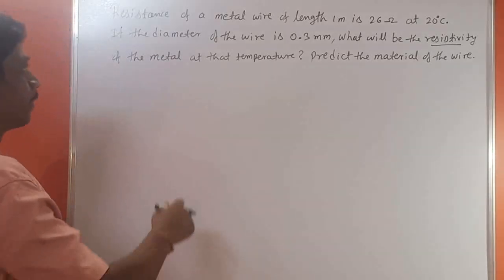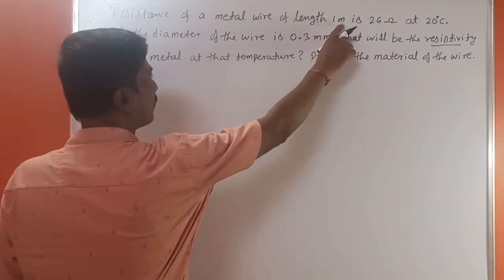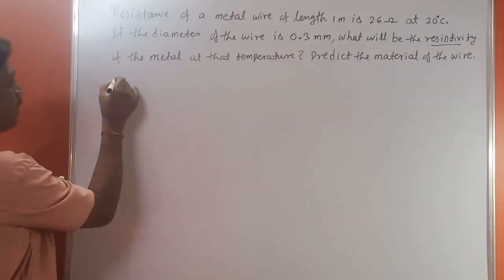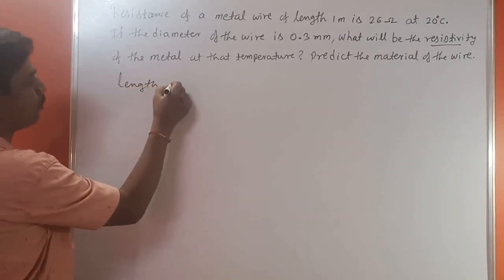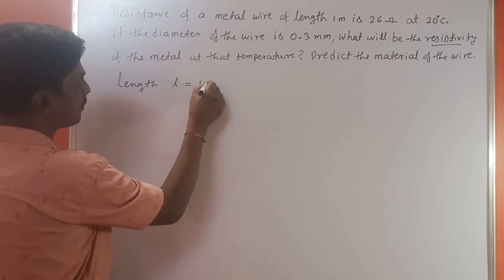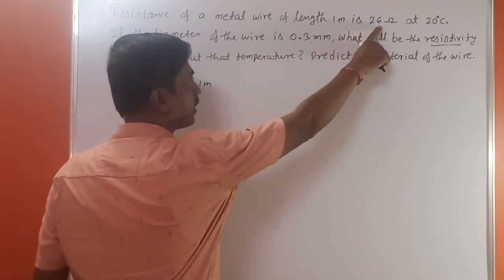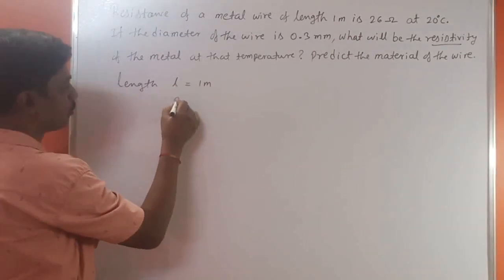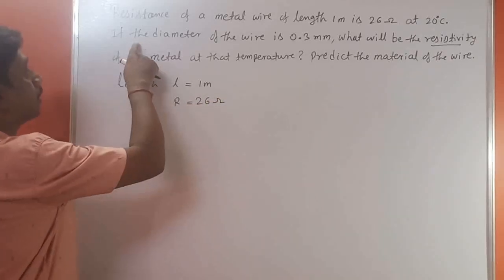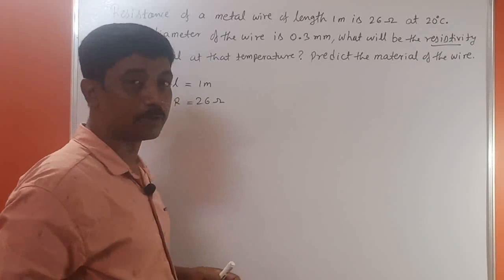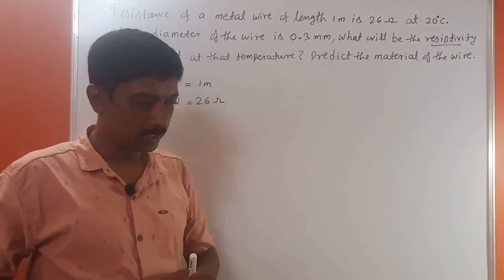Now here, they said the length of the wire is 1 meter. So let me write that here. The length, which you denote as L, is 1 meter. And what is the resistance they have given you? 26 ohms. So let me write the resistance 26 ohms. And the diameter of the wire they have given you. What do you mean by diameter of the wire?